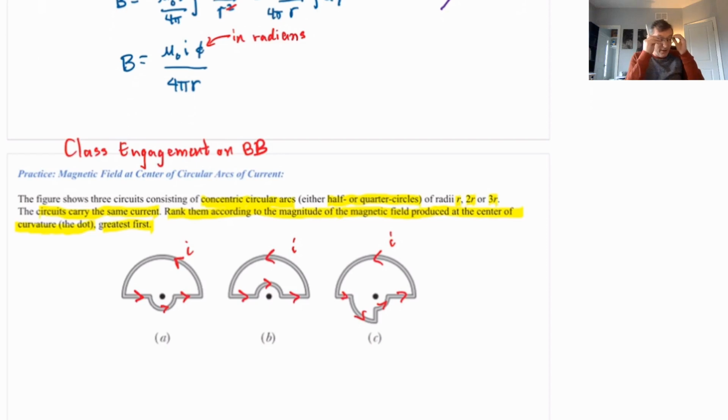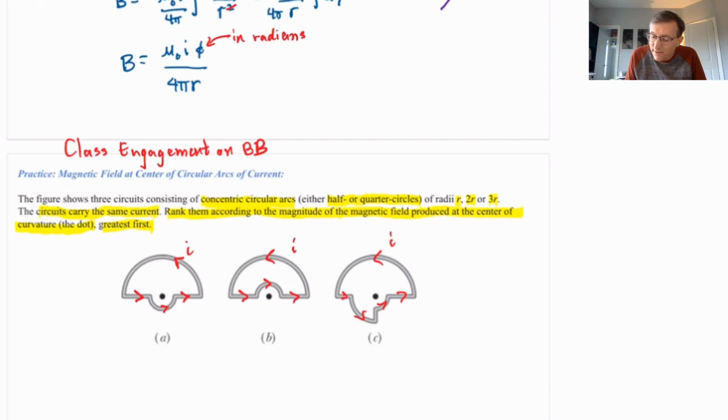So what I recommend you do is, using the formula right up above, you can just see it there, for the magnetic field at the center of curvature of an arc, and careful use of the right-hand rule for the direction of B, get a symbolic expression for the B at the dot for each of those cases. Okay? It takes a little bit of work, but it's good practice using that formula right up above.